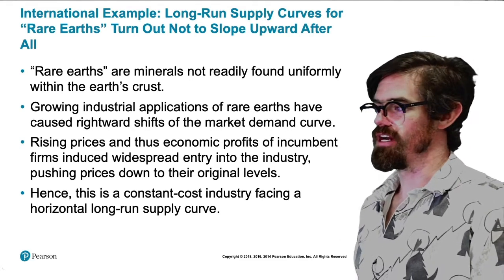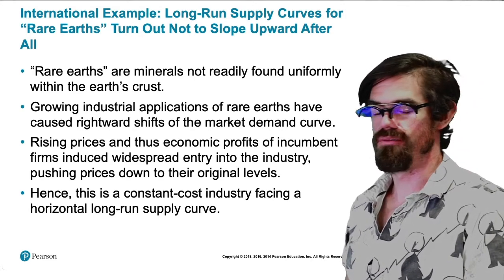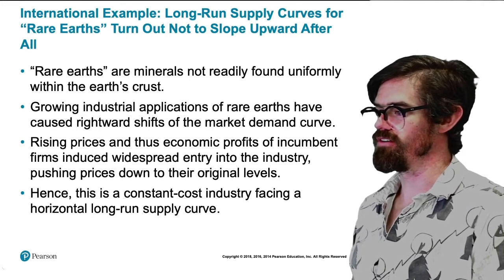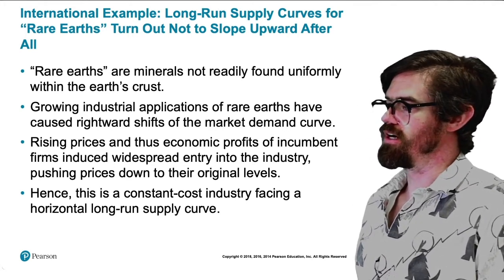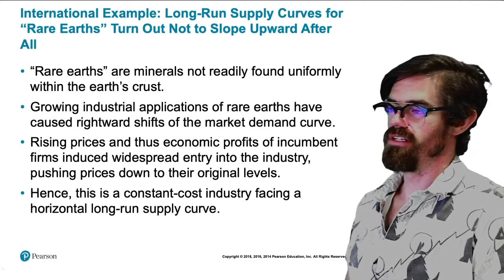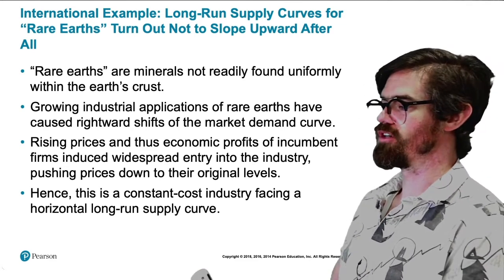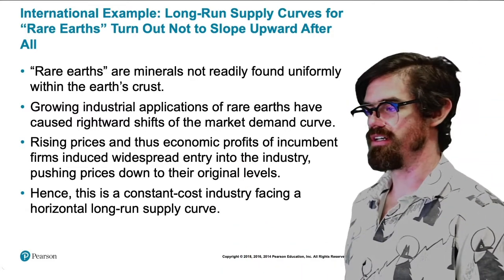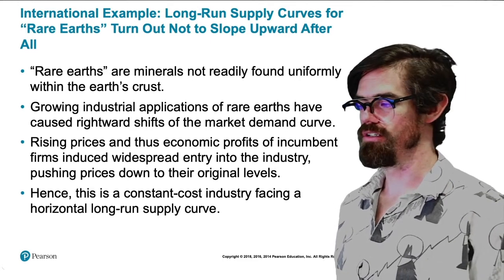Okay, so real quick, let's look at an international example. Long-run supply curves for rare earth metals turn out not to slope upward after all, which was the prediction of some economists. These rare earth minerals and metals are not readily found uniformly in the Earth's crust. And as it turns out, growing industrial applications of rare earths have caused rightward shifts of the market demand curve. So market demand has been increasing, which in the short run leads to increased prices and thus economic profits. But then, of course, these profits have brought new firms into the industry, which in turn pushes prices down to at least their original level. And so this rare earth metal and mineral industry turns out to be a constant cost industry with a horizontal long-run supply curve.